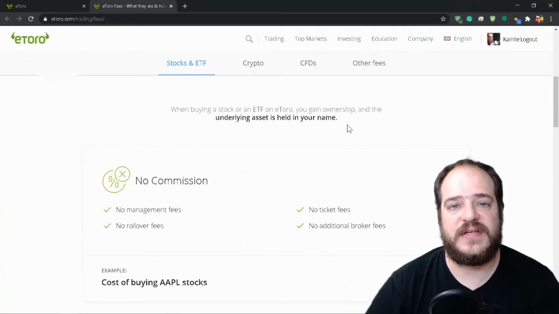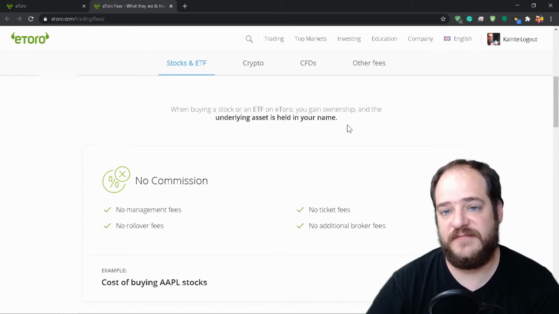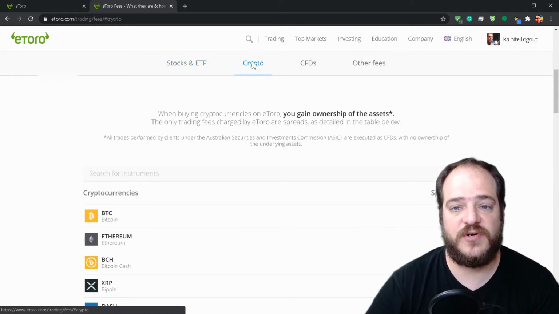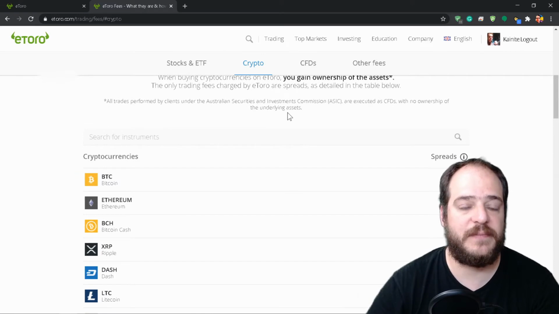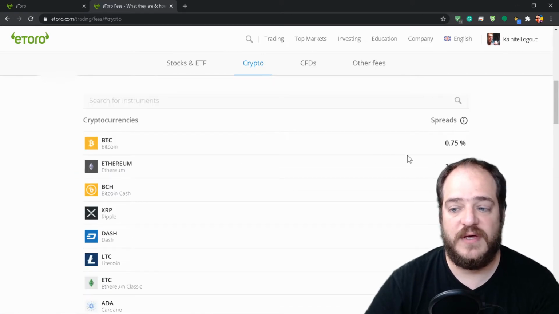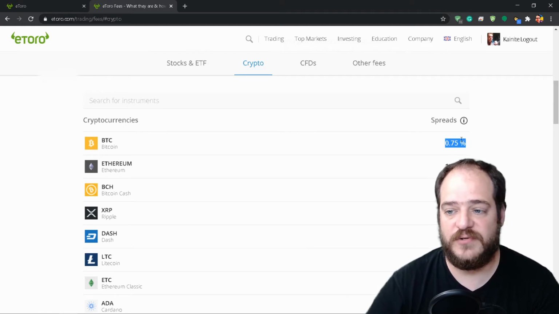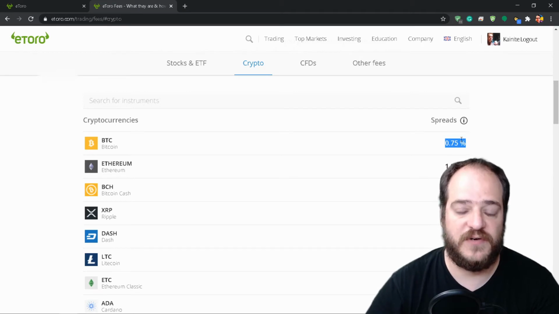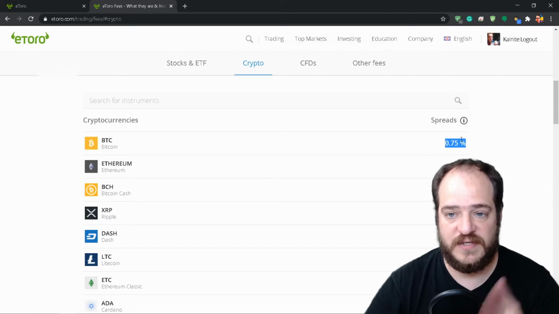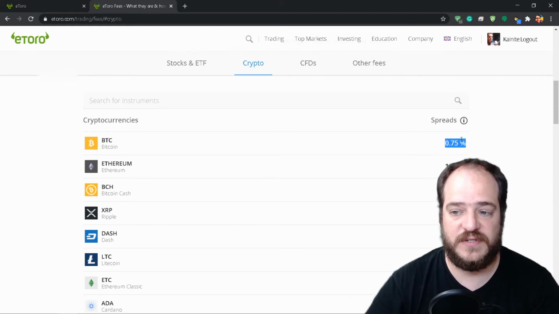Usually one of the things that I trade is always stocks and ETFs, because you won't pay any fee. But if you're going for crypto, this actually is not the best platform to trade with, because you have quite big spreads, meaning for each transaction that you do with Bitcoin, for example, you're going to spend 0.75. For this I use a different platform, Coinbase, that you guys know, and I have videos on this.